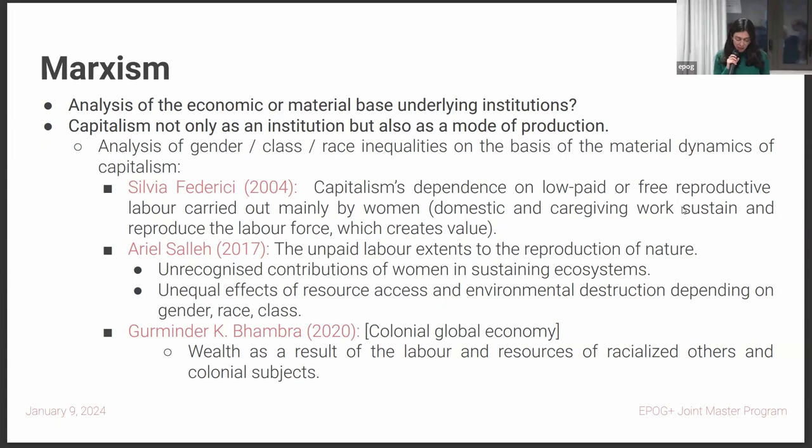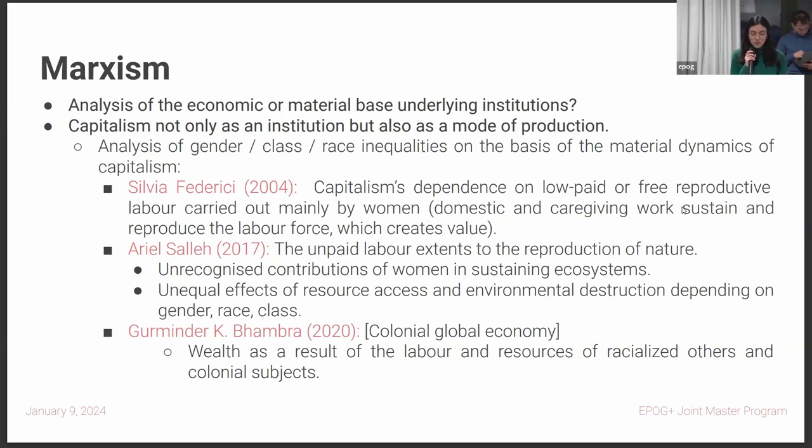However, we would like to know more about the intersection of these institutions. For example, we wonder how the economic or material base underlying those capitalistic institutions impacts or shapes social inequalities. Because we can think of capitalism as an institution, but it is also a mode of production with an inner material dynamic. In this, for instance, we have authors like Silvia Federici, Ariel Salleh, and Gurminder Bhambra, who have developed social inequalities and exploitation on the basis of these material structures.